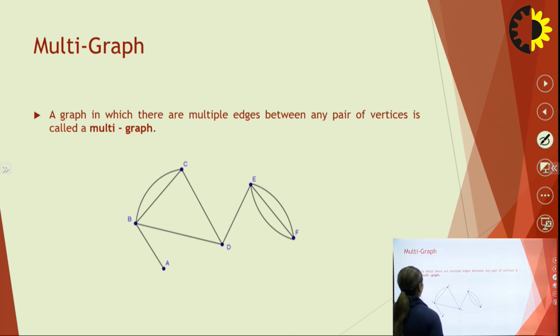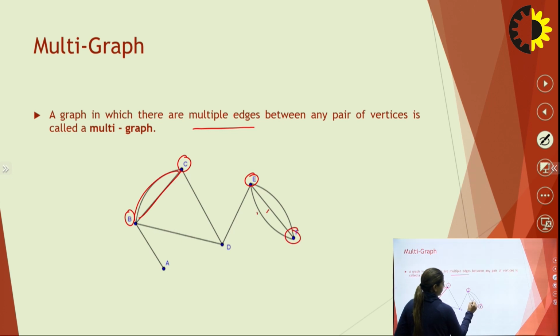Now multigraph. A graph in which there are multiple edges between any pair of vertices is called a multigraph. If in any one pair we find that there are multiple edges present, then that is a multigraph. You can see B and C, we are having 1 and 2 edges. From E and F we are having 3 edges, right? So this is a multigraph. It is not compulsory that every two vertices have multiple edges. If any two vertices are having multiple edges, then it is a multigraph.